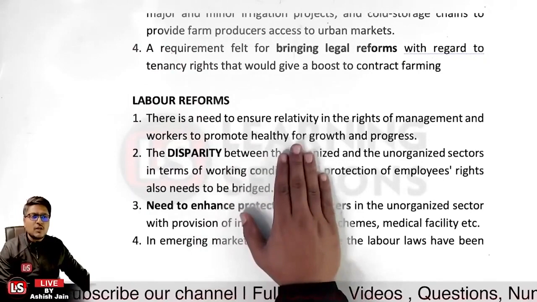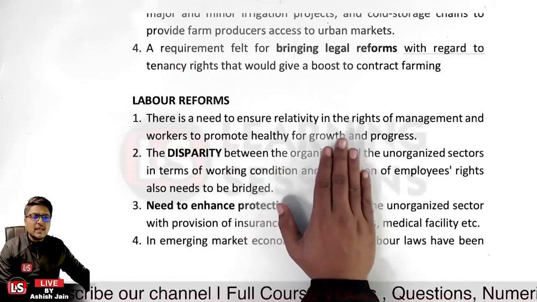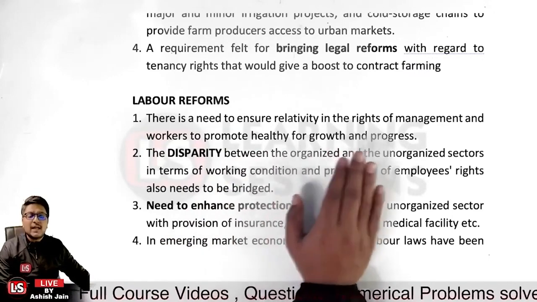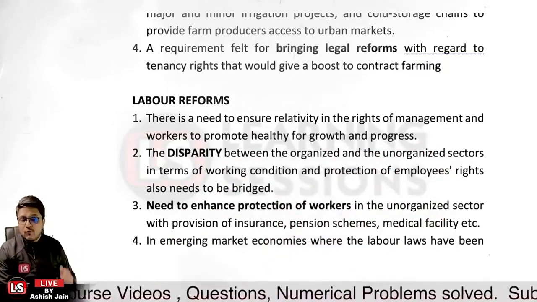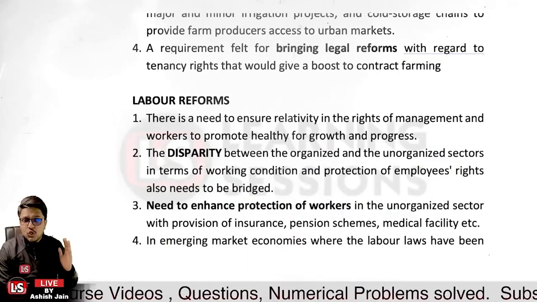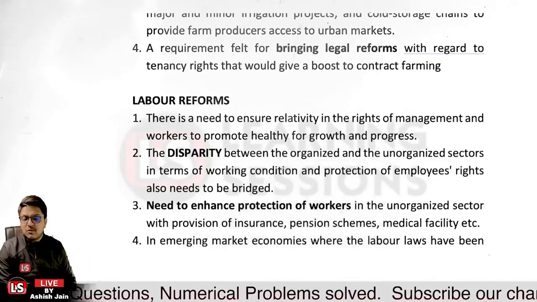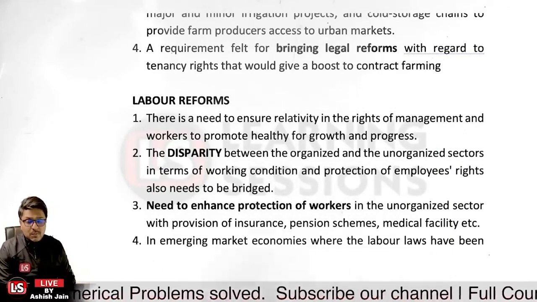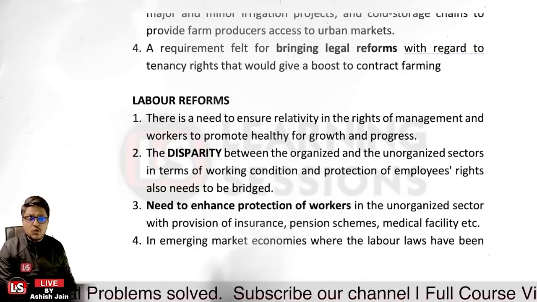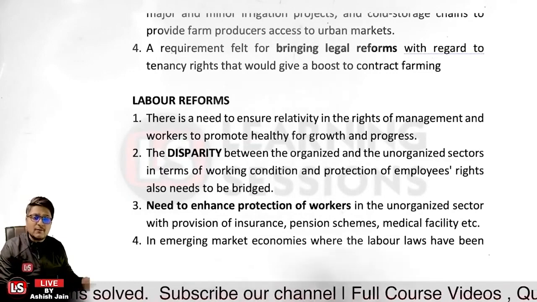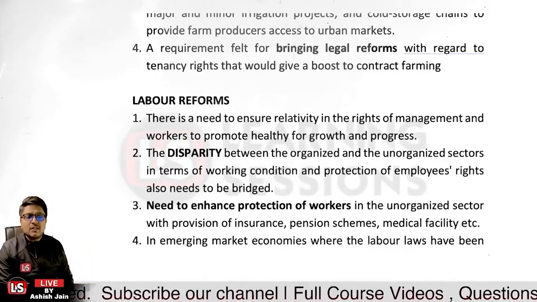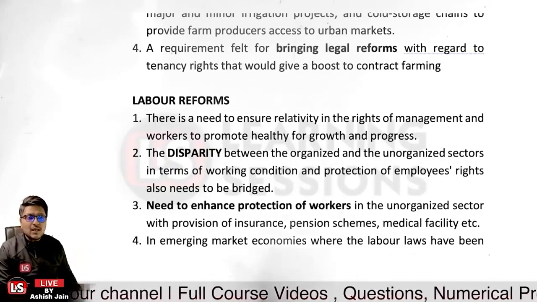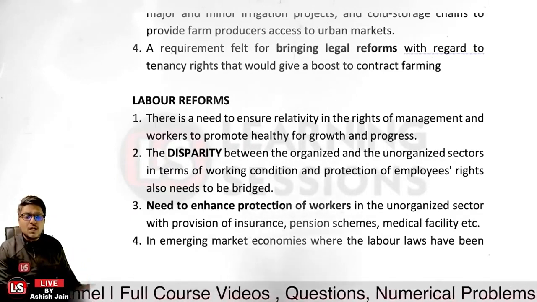There is a need to ensure equity in the rights of management and workers to promote healthy growth and further progress. If you want to grow, if you want to progress, there must not be disparity among the laborers, and there must be labor reforms. If you want to have healthy growth and progress, the disparity between the organized and unorganized sectors in terms of working conditions and protection of employees should also be bridged.